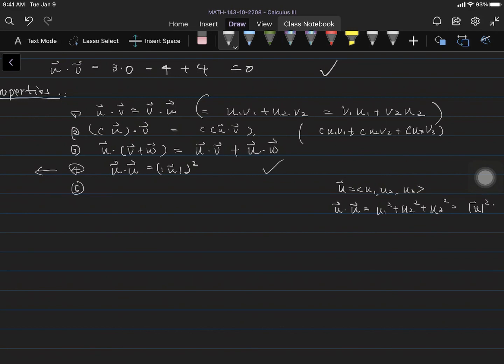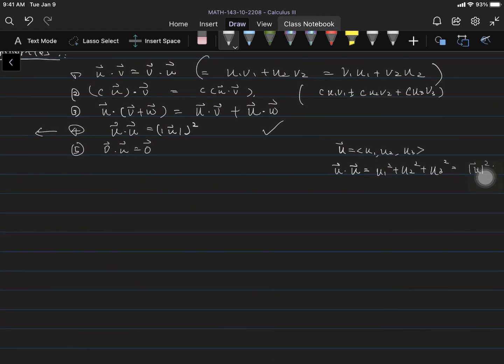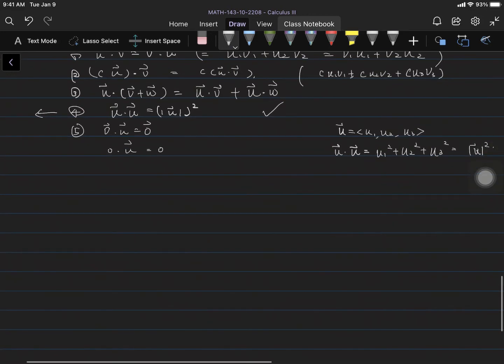Number 5: 0 dot u, which is 0. And 0 times u gives the zero vector. We skip the proofs.